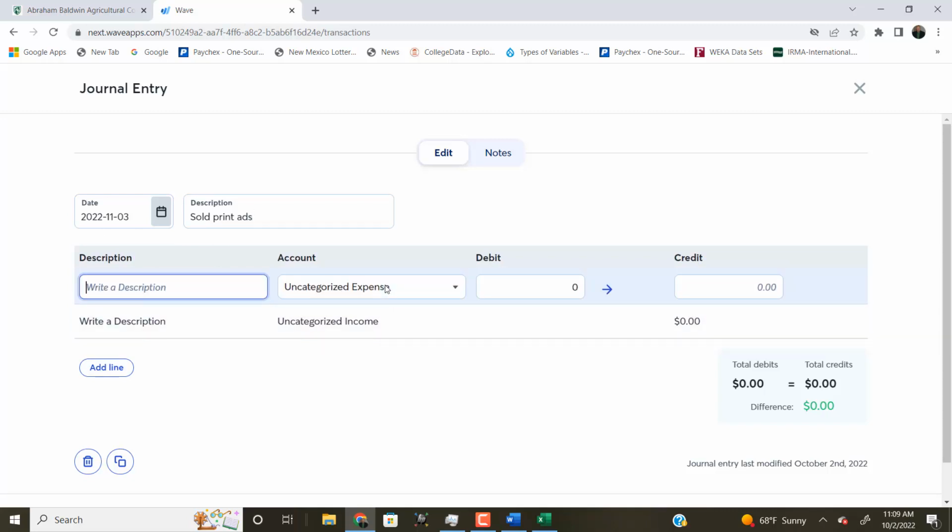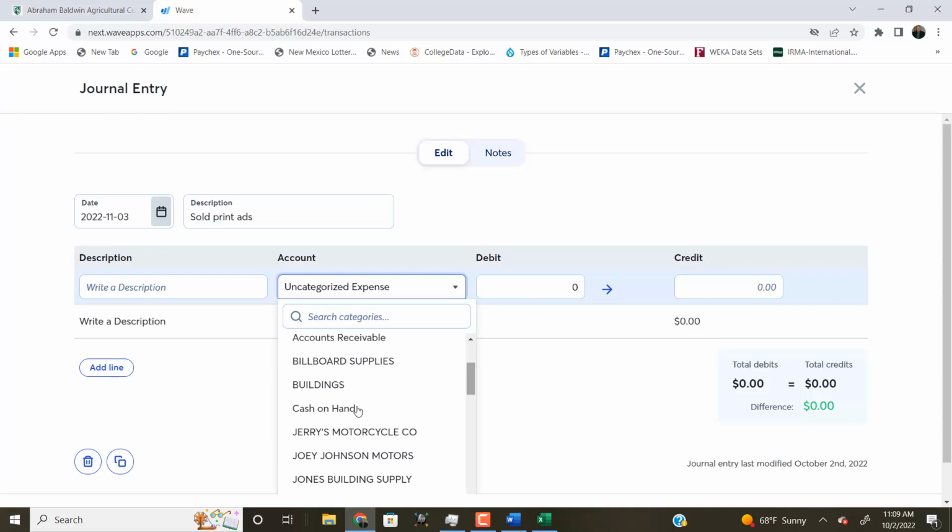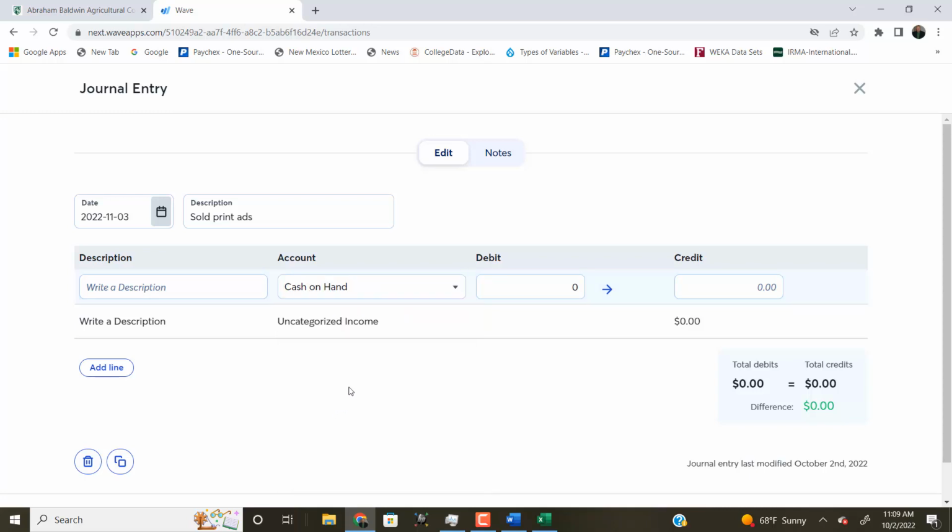And so when I come down here under uncategorized expense, I'm going to just drop that down and I'm looking for cash, cash on hand. And by the way, somebody had asked me about, they said the balance in cash at the end of October was over by about 35,000. Well, that's what it is. We started out with 36,000 and we still have about 35,000 in cash. I don't know what the exact number is, but it's close to that.